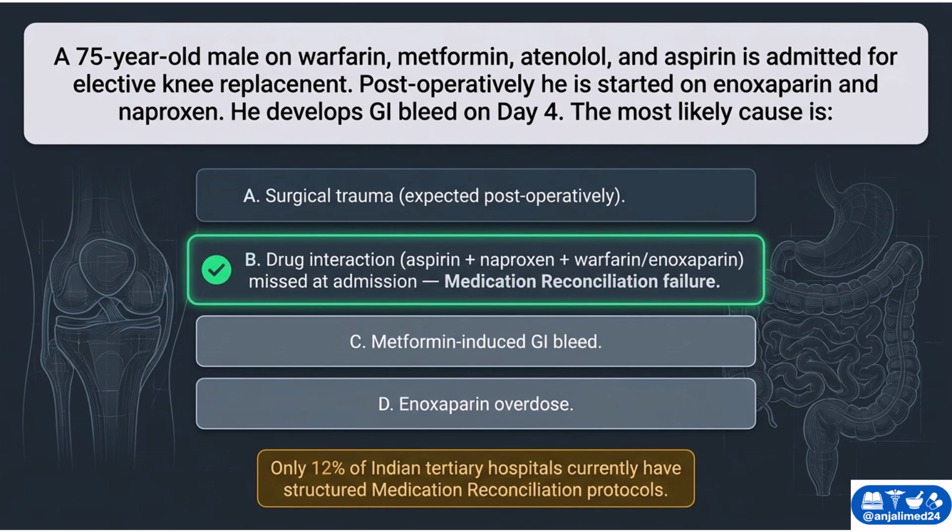This slide also highlights an important healthcare systems issue. Only a small proportion of tertiary hospitals currently implement structured medication reconciliation protocols consistently. Strengthening these systems can dramatically reduce preventable morbidity and mortality, and also hospital readmissions. This case is a reminder that many medication-related complications are not due to rare diseases. They are due to communication failures and missed safety checks. One accurate medication review could prevent an entire cascade of harm.